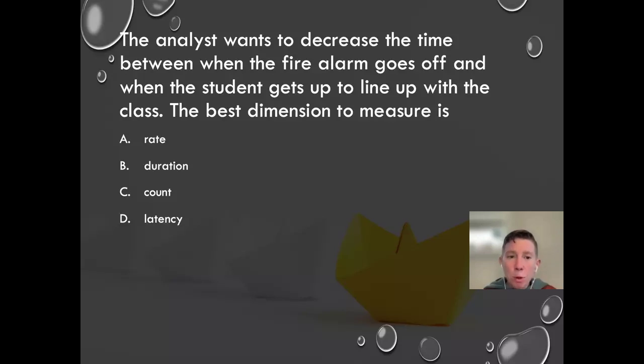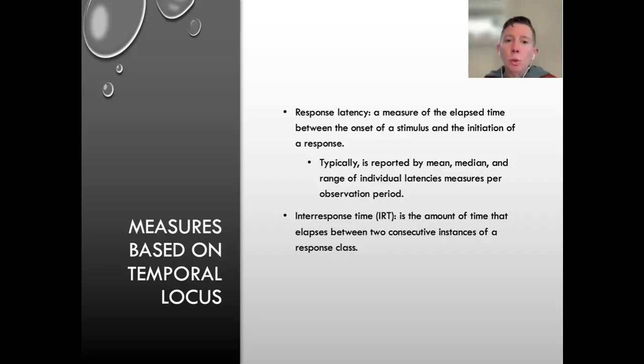So latency is appropriate to measure because latency is when we give a stimulus and then we time how long it takes between the presentation of the stimulus and the onset of the behavior. So this is a measure of the elapsed time between the onset of a stimulus and the initiation of the response. So typically we report this by mean, median, or a range of individual latencies measured per observation period.